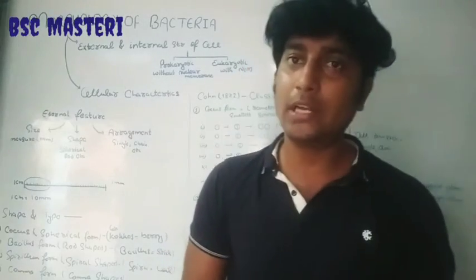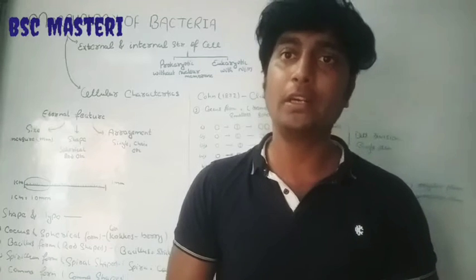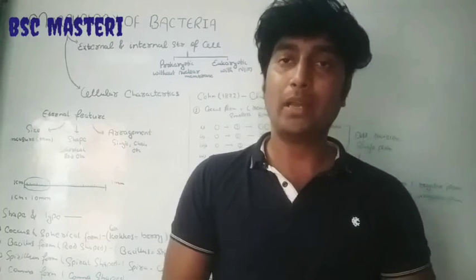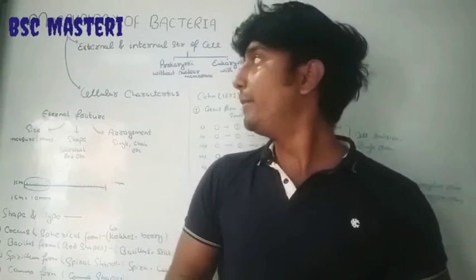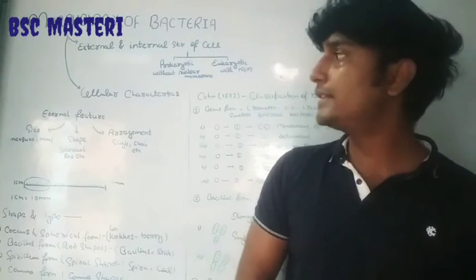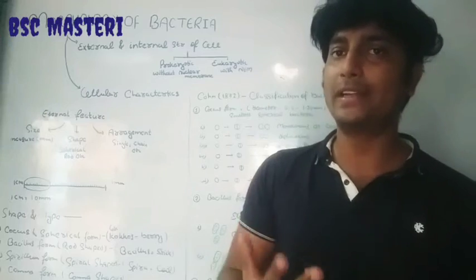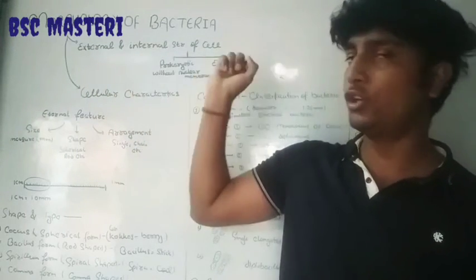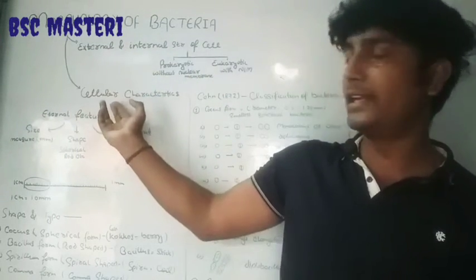Today we discuss an important topic of BSc, which carries 7 to 9 marks in BSc. The topic is the morphology of bacteria. We discuss that the morphology of bacteria depends on two factors. First is the internal and external structure of the cell, and second is the cellular characteristics.